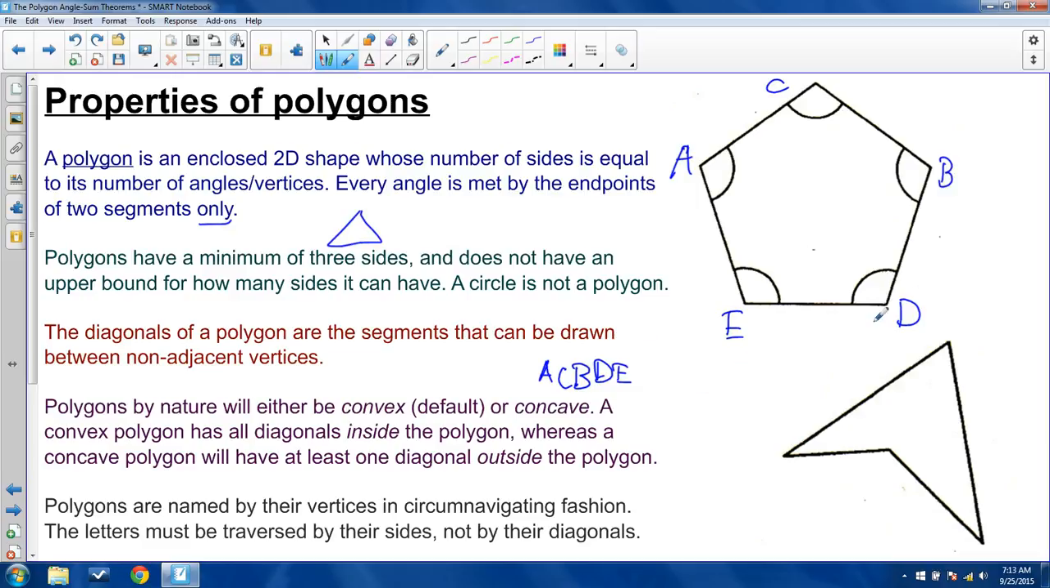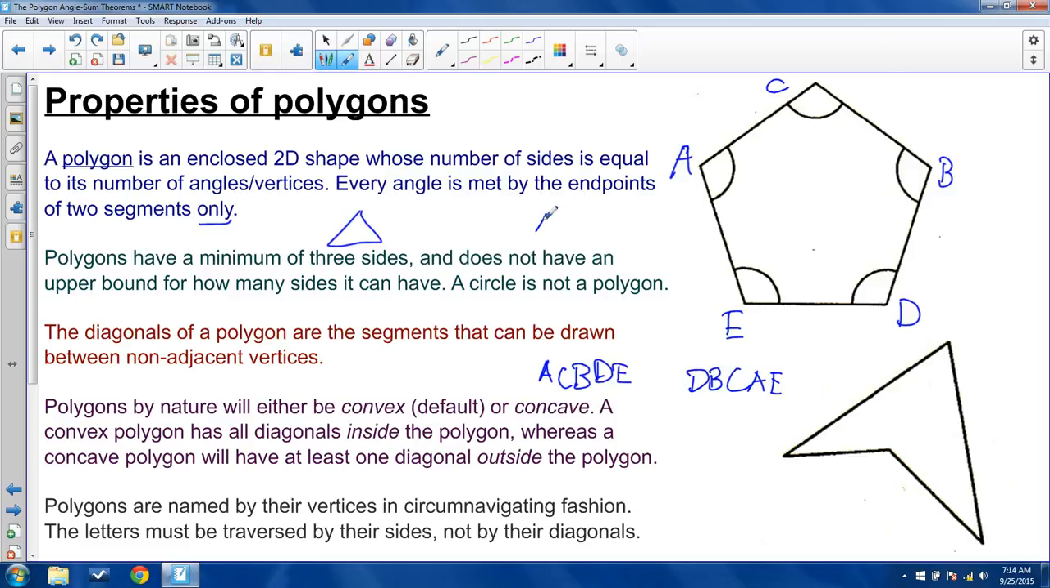Another appropriate way, if I started at D, I could go this way. I could go B, C, A, E. I am circumnavigating the polygon. And right here, I'd be doing the same thing. So you have to traverse the sides. What you cannot do is traverse the diagonal.